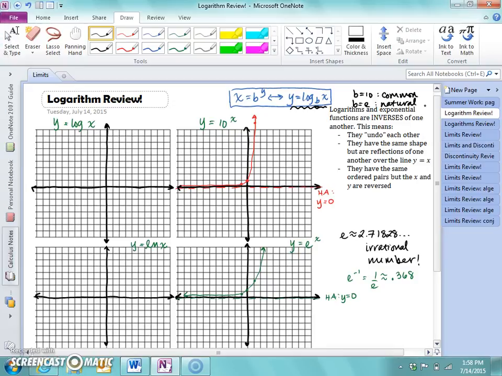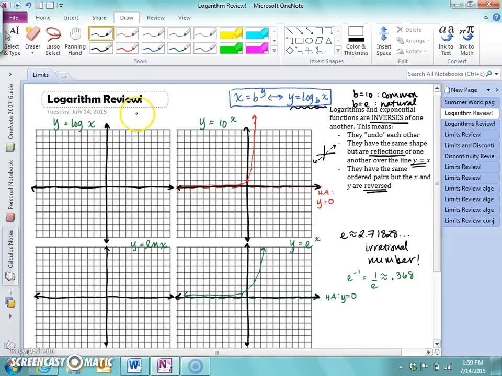So in order to graph a logarithm, the easiest way is to think about what the graph of the exponent looks like, or the corresponding exponential function. The reason this works is because logarithms and exponents are inverses of one another. That means they undo each other, so whatever one function does, the other undoes. They have the same exact shape, but they are reflections of one another over the line y equals x, that is the diagonal line, a 45-degree angle, like that. And the graph of an exponential, like 10 to the x and its logarithm, log base 10 of x, have the same ordered pairs, but the x and y are reversed.